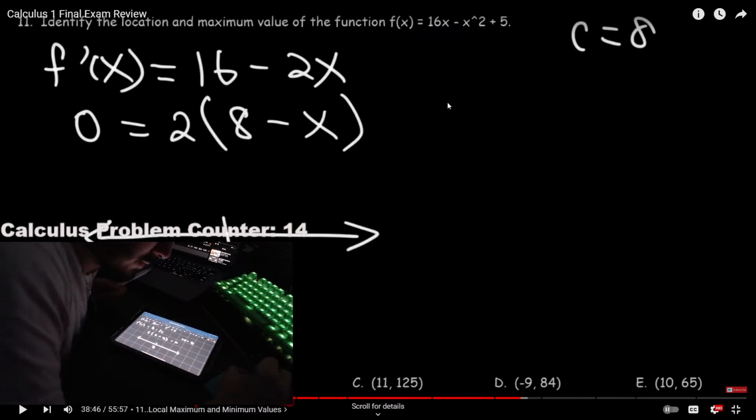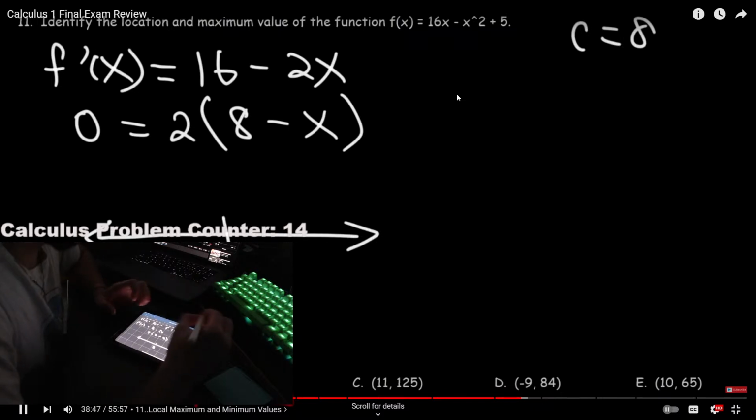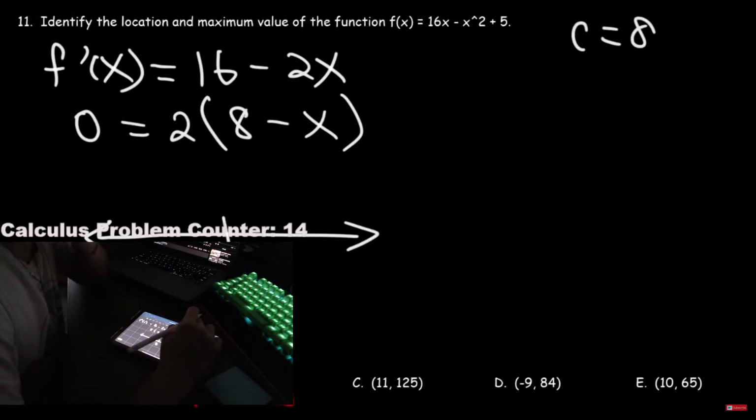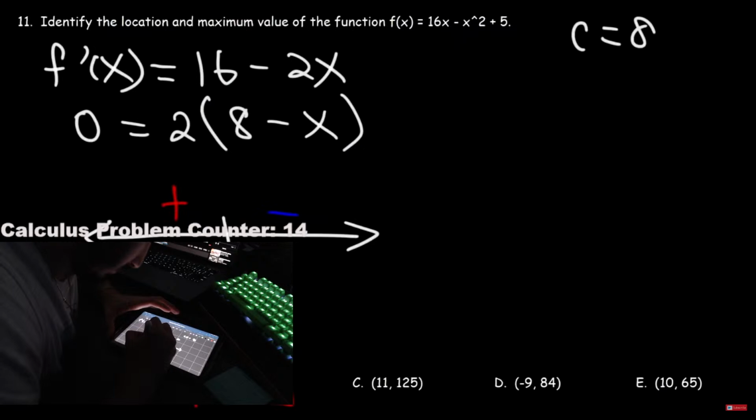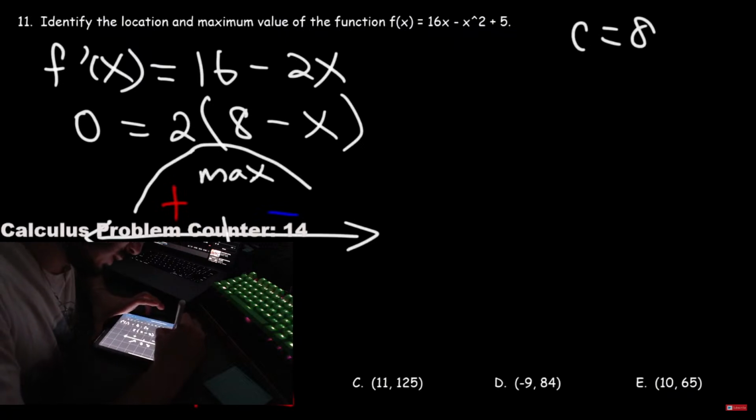It's another problem for the OGs. Number 9. And let's say if you pick a number that's greater than 8, like 9, 8 minus 9 is negative 1. If we plug in something less than 8, like 7, 8 minus 7 is positive. So whenever the signs alternate from positive to negative, left to right, you have a maximum. It's increasing and then it's decreasing. So we have a local max at 8.